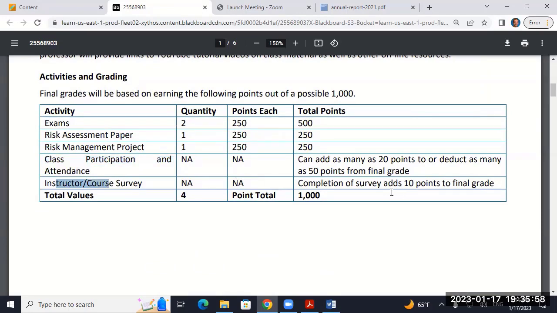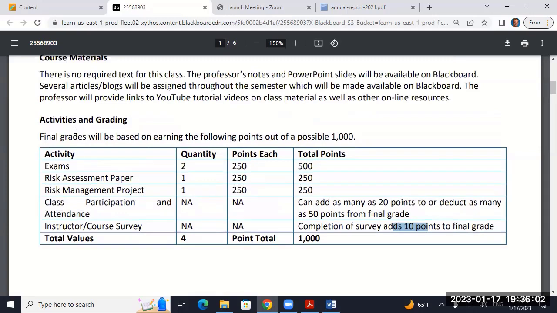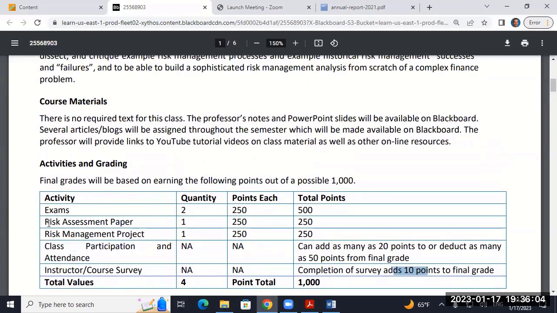And the instructor survey, you get 1 point added to your grade, 1% added. So what should you focus on right now? You can't do anything on the exams because we're going to cover those in the lectures. The risk project's a really good project. It's not that difficult. It's a little long, but you're going to be doing really, really real life stuff, but there's no reason to even think about that. So right now, really your whole focus on this class is on this first paper.